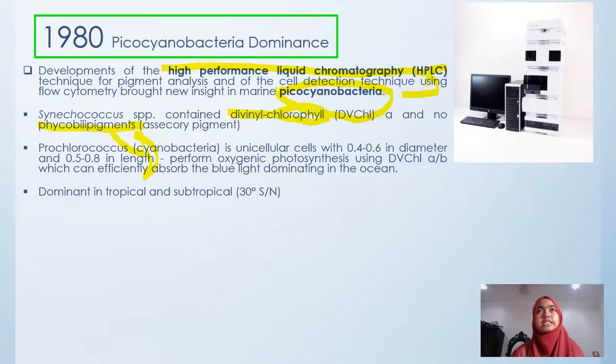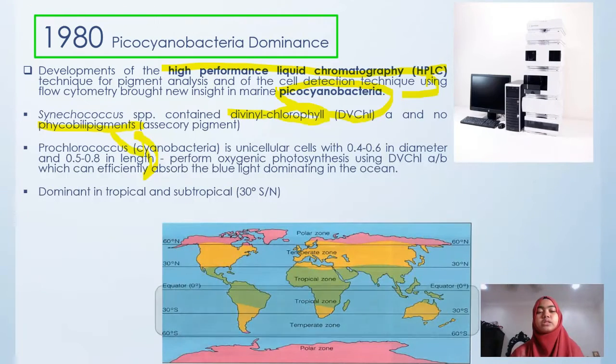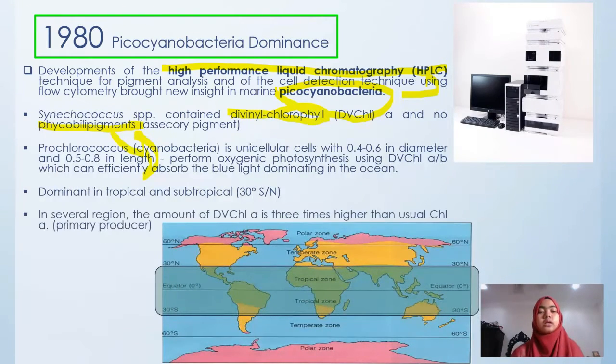Prochlorococcus dominates in the tropical and subtropical regions, about 30 degrees south and north. Between these, you can see I have highlighted. In several regions, the amount of divinyl chlorophyll a is 3 times higher than chlorophyll a. It means that in these regions, Prochlorococcus is a primary producer, because Prochlorococcus contains divinyl chlorophyll. We can consider that because divinyl chlorophyll is found in Prochlorococcus. So we know that Prochlorococcus is a primary producer.